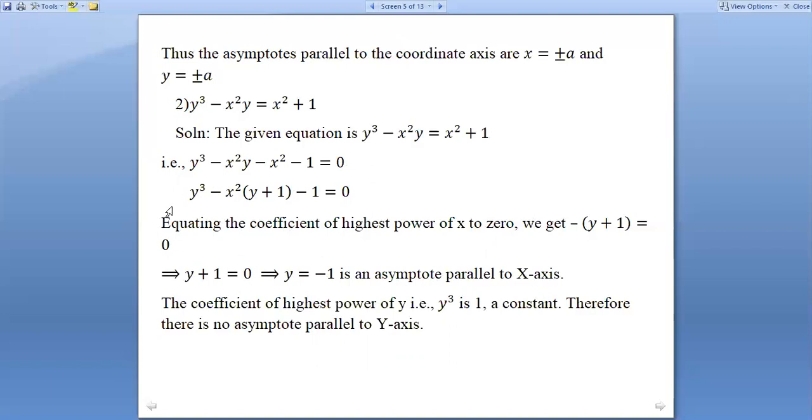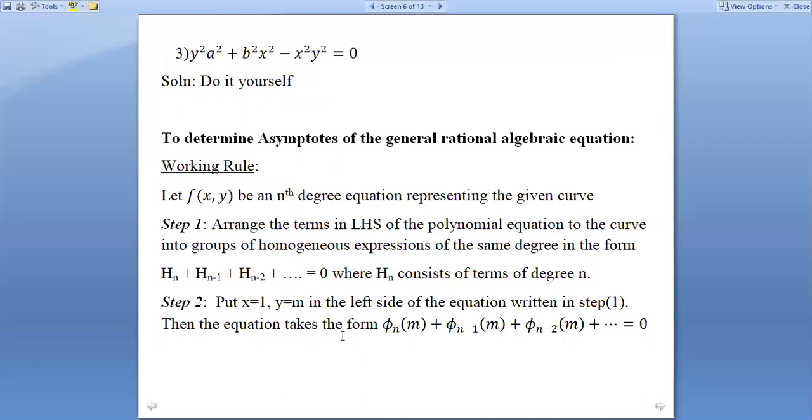Similarly, we equate the coefficient of the highest power of y to 0. So we have here the coefficient of the highest power of y is nothing but y cube, and the coefficient of that is 1. Since it is a constant, you don't have any asymptotes parallel to the y axis. This is the third problem, and this is similar to the first one.